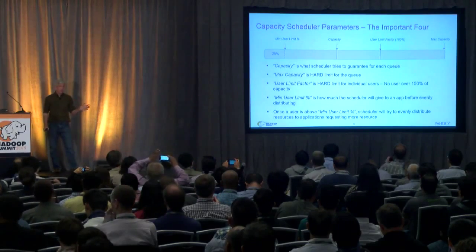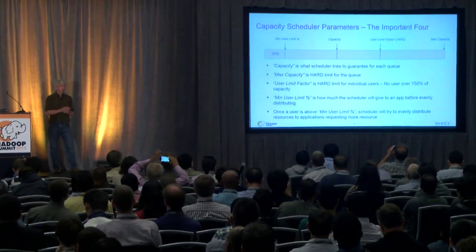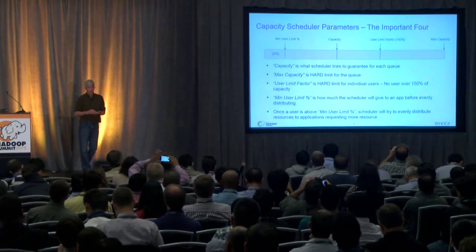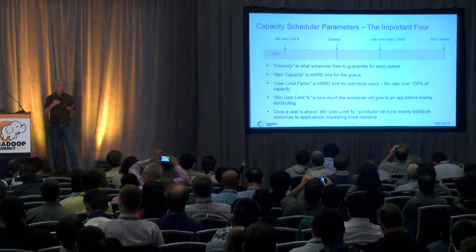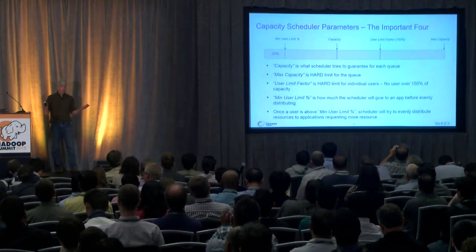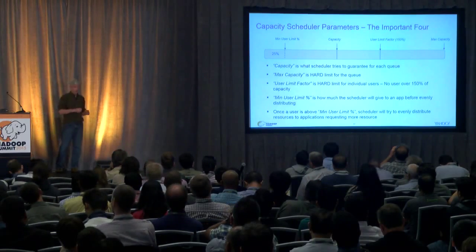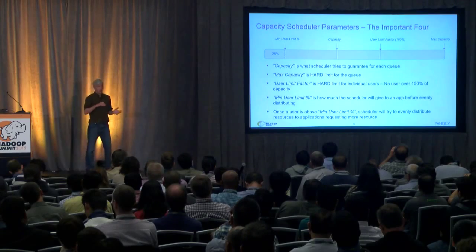So capacity is the key one. This is what the capacity scheduler is trying to guarantee. All the capacities for all the queues add up to 100% of the cluster. So this is what it's trying to get you. And you can set up your clusters so that you have absolute guarantees. The next one is the max capacity, which is the hard limit for the queue.